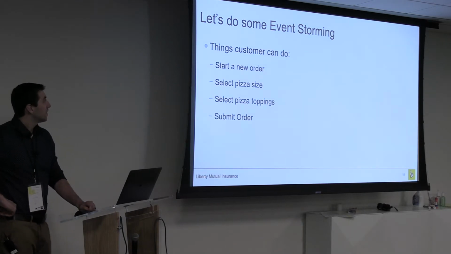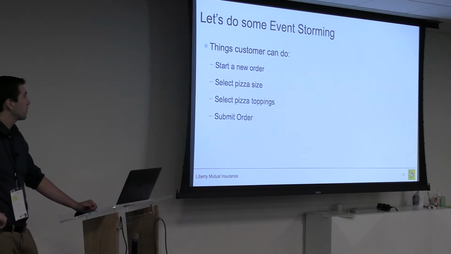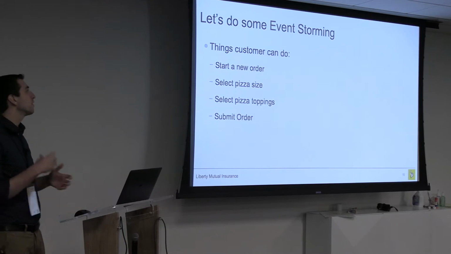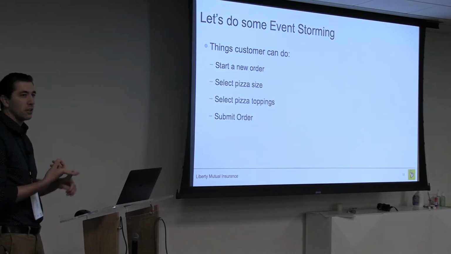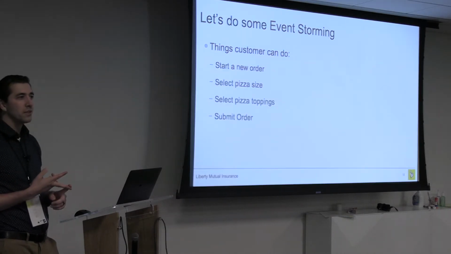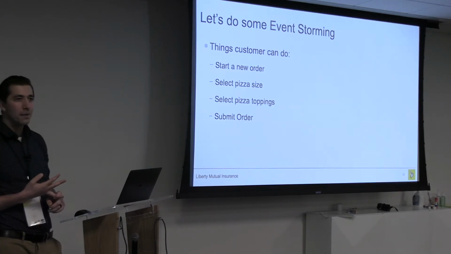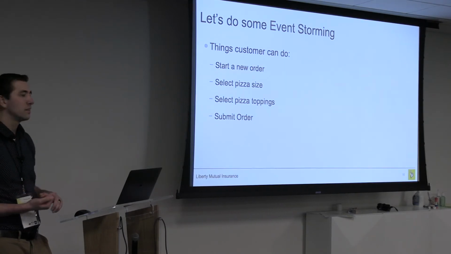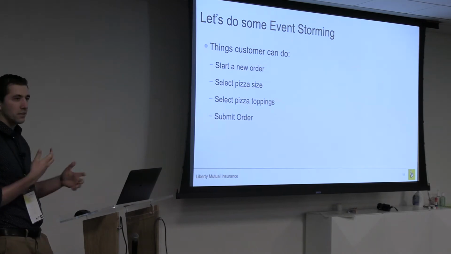So we had a conversation with the business team, and they said, okay, these are the things that a customer can do. They can start a new order, they can select the size of the pizza they want, they can select some toppings, and then they can go ahead and submit the order. So these are all things the customer can do.